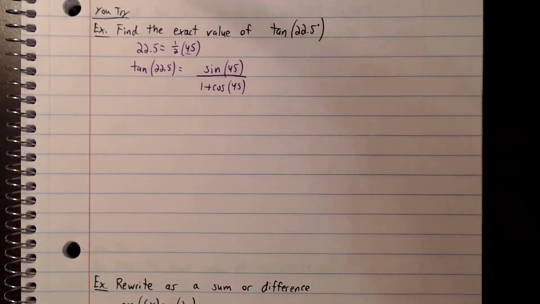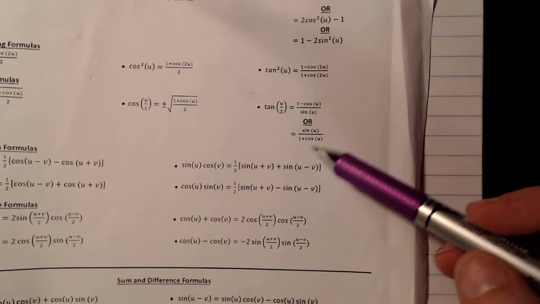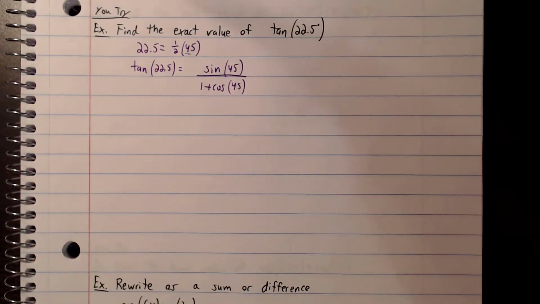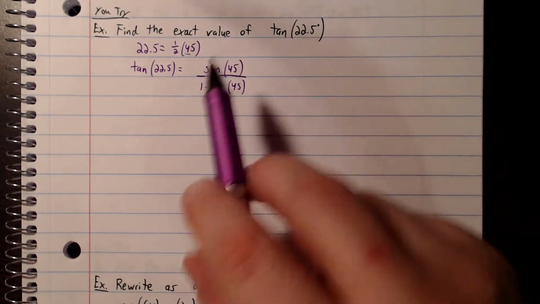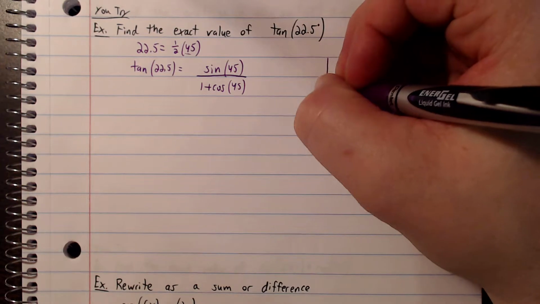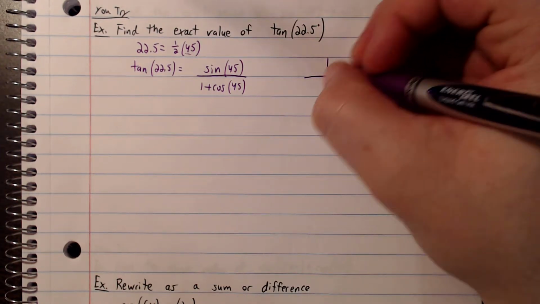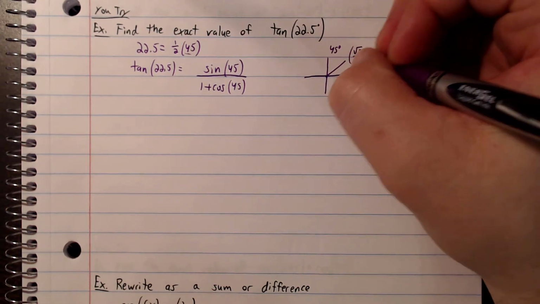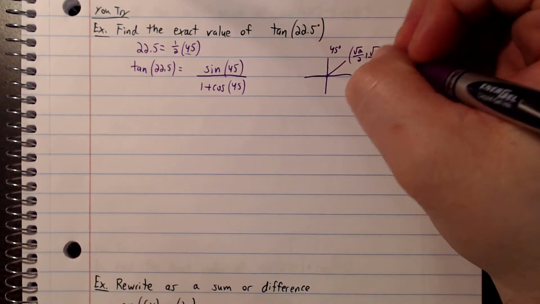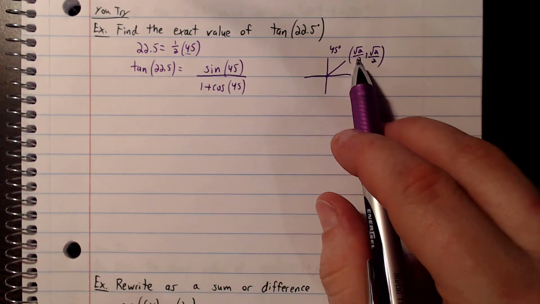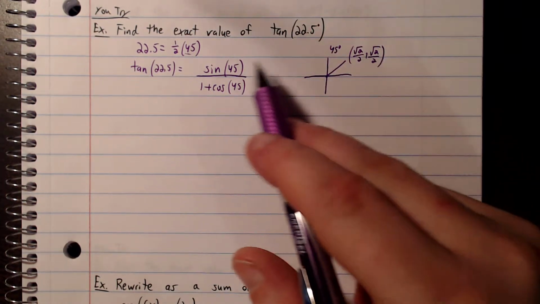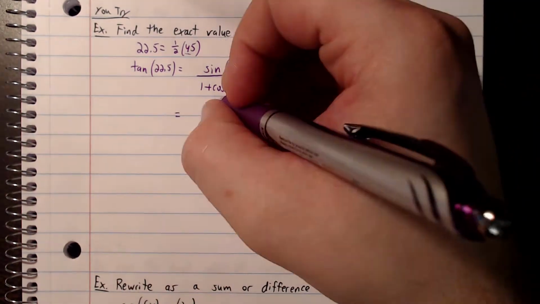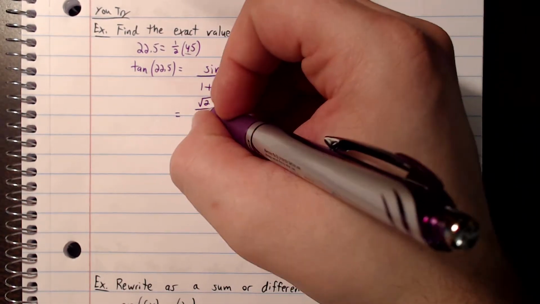Right, so again, I use this bottom formula. You could have used the top. I'm using the bottom. Doesn't really matter. You'll get the same answer. So looking at our unit circle, at 45 degrees, we find root 2 over 2 and root 2 over 2 for cosine and sine. And I'm going to plug those in, or substitute those values in.